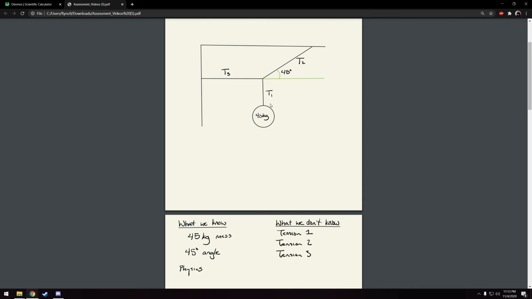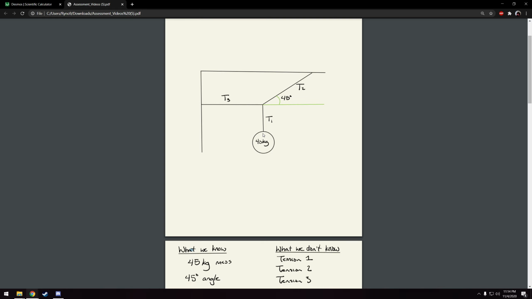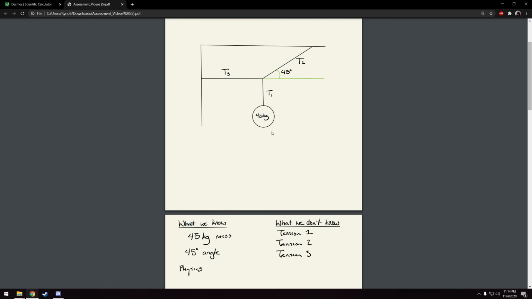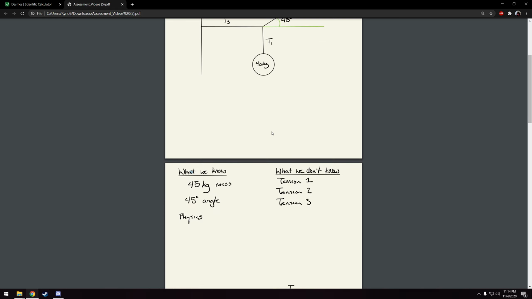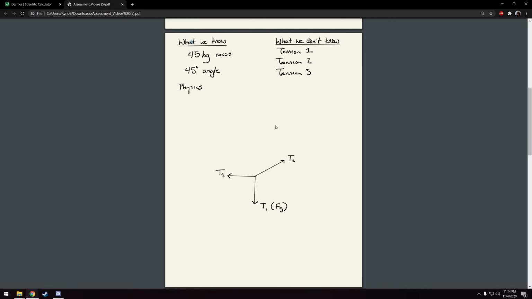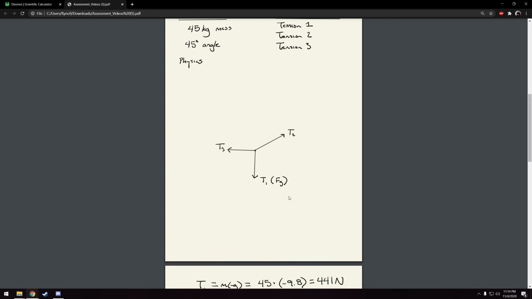But first what we're going to do is we're going to set our reference point to be the middle of these ropes right here, because it makes things a lot easier, as you'll see in the next little series. So first things first, we draw our system, our force system. Now this whole thing has to equal 0 because the system isn't accelerating. If there's no acceleration, there's no net force.